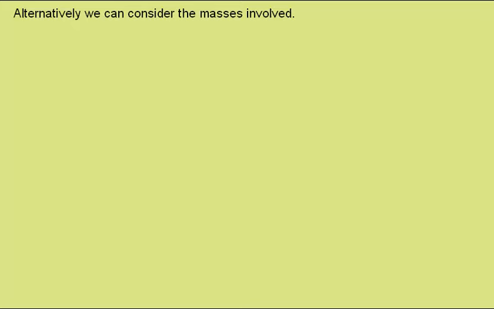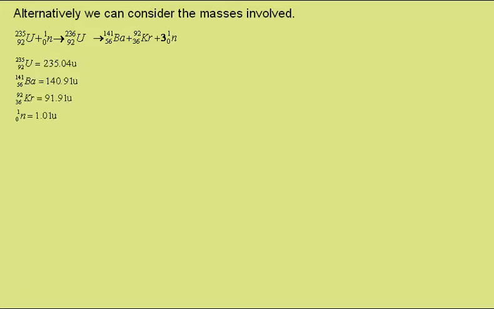Alternatively, we can consider the masses involved. So here's the fission again, and the masses of the particles involved in atomic mass units. So the mass difference is equal to the mass at the start, which is the mass of the uranium plus the neutron, minus the mass at the end, the mass of the barium, the krypton, and the 3 neutrons. This is a mass difference of 0.20 atomic mass units.